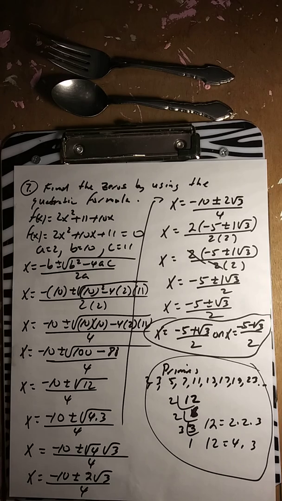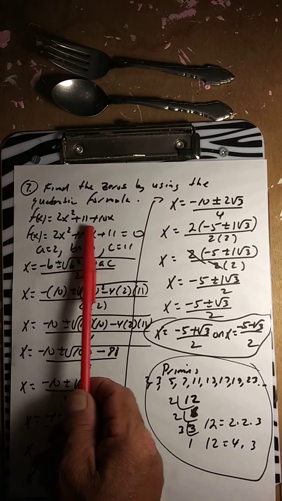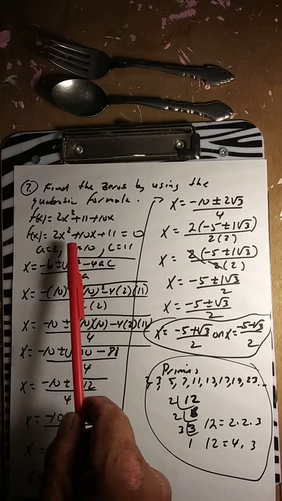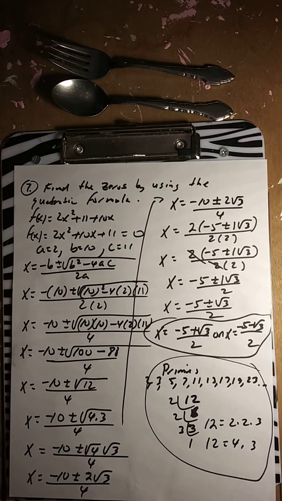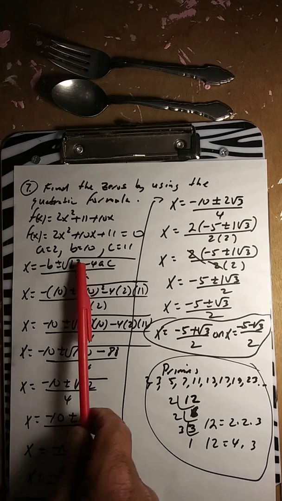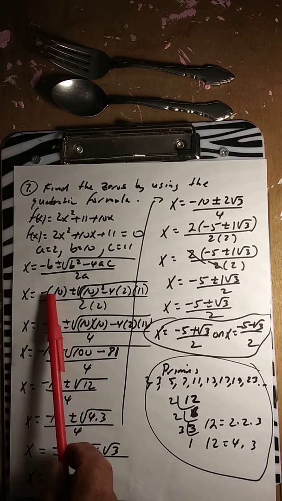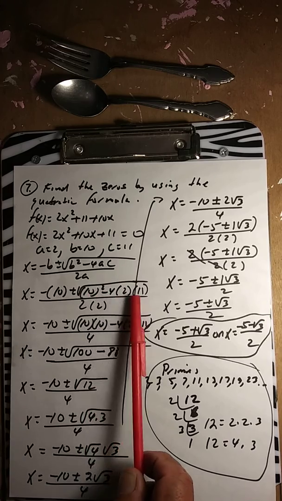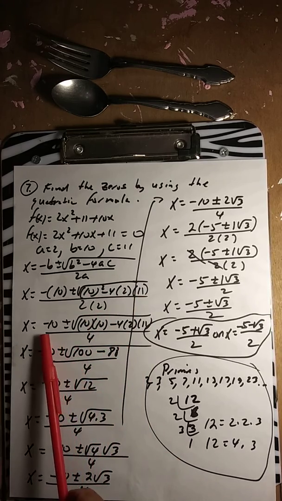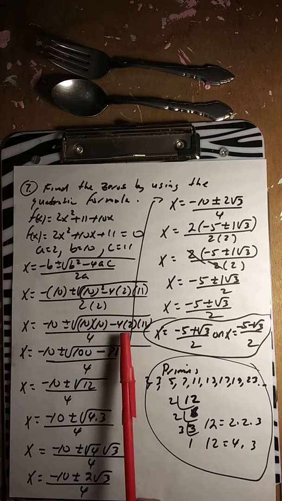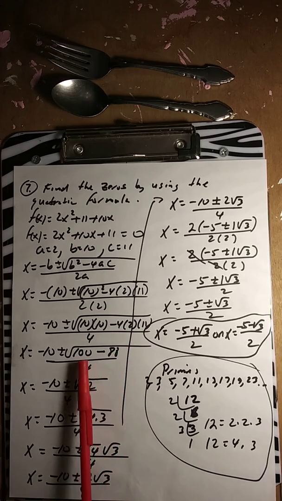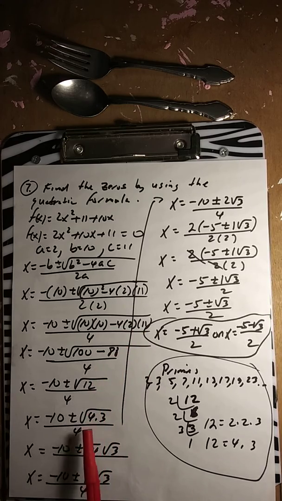Alright, next one. Find the zeros by using the quadratic formula. So here's the original problem. Rewrite it. So you have 2x squared plus 10x plus 11. So now we go ahead and put a, b, and c coefficients. So here's the formula again, quadratic formula. Negative of 10, 10 squared minus 4 times 2 times 11, over 2a. That's going to be negative 10. 10 times 10 is 100. That's negative 88. 100 minus 88 is 12.